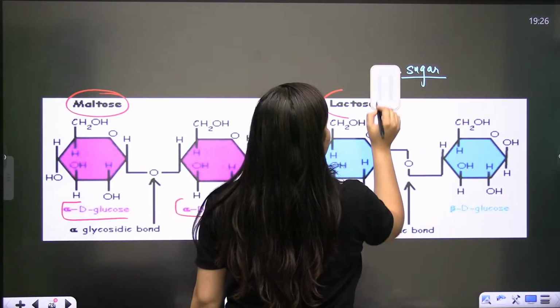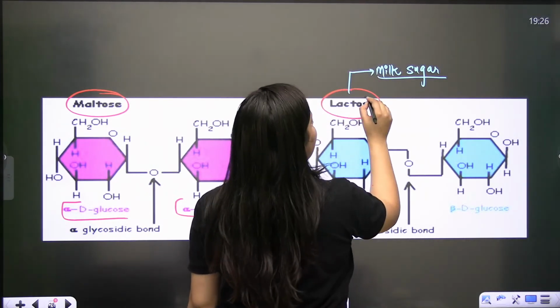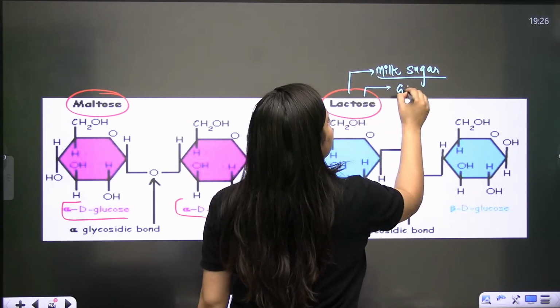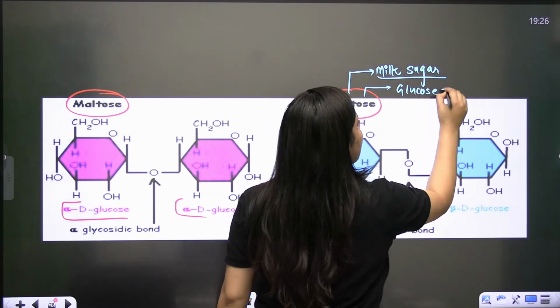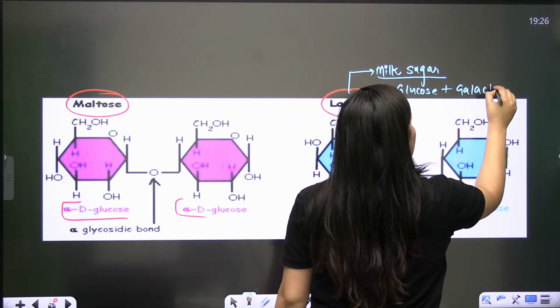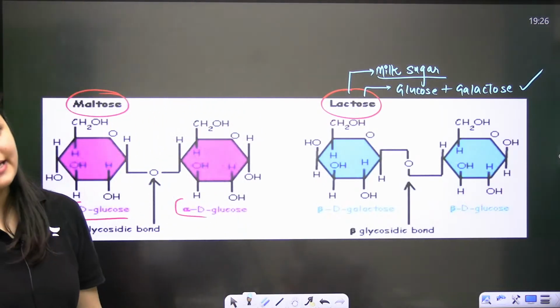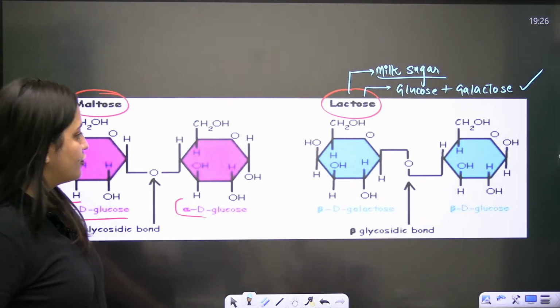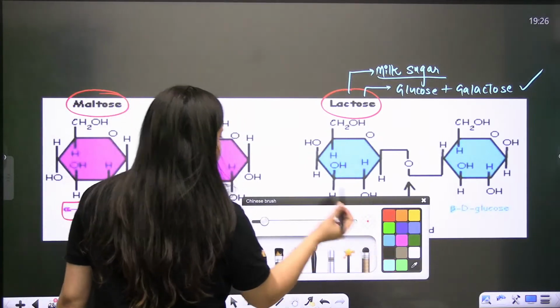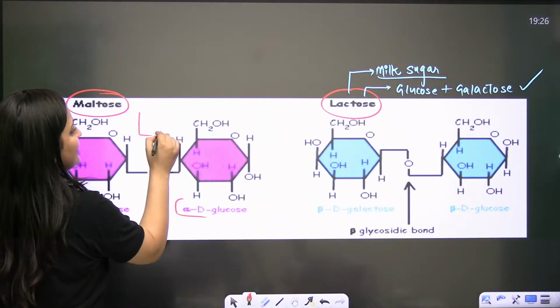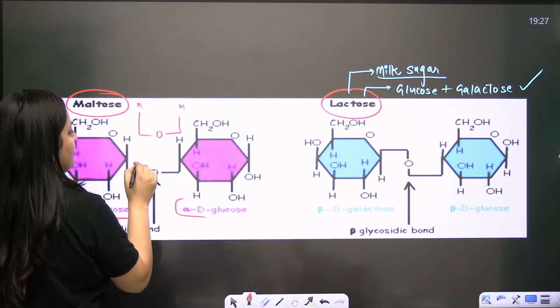So in the case of lactose, lactose is made up of your glucose plus galactose. Lactose is made up of what? It is also a disaccharide. It is made up of your glucose and galactose. But can you see the bond here? Here we are drawing it like this. Okay, the carbon number 1 and 4.